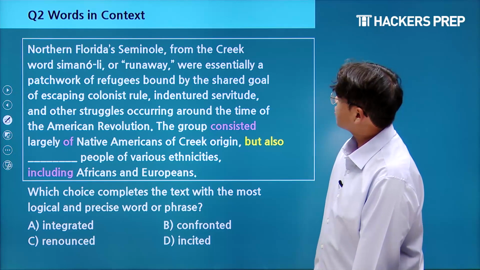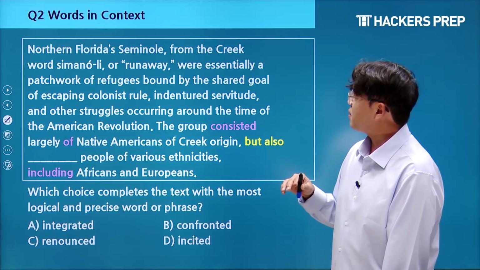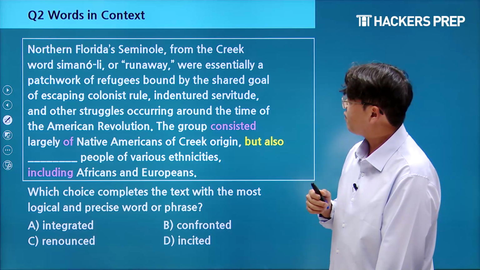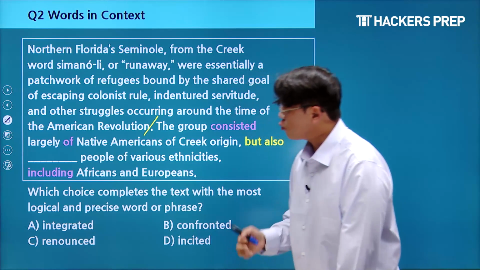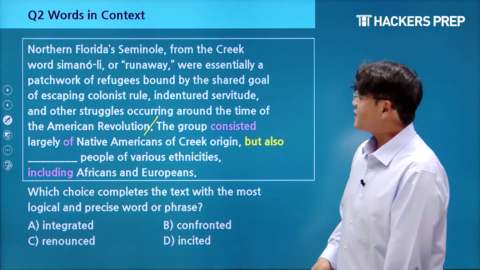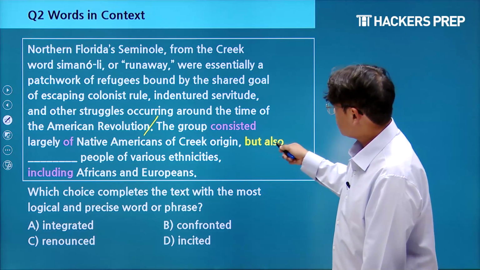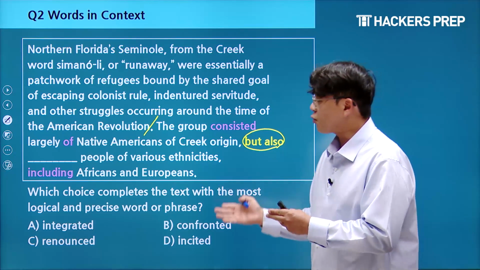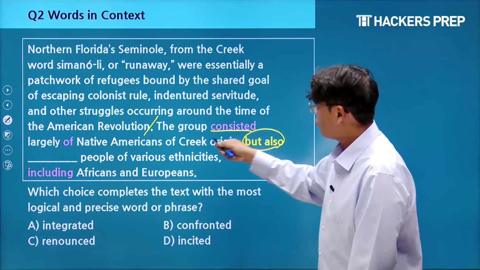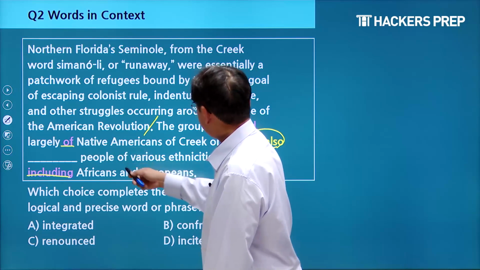Northern Florida Seminole from the Creek were Seminole, or runaway, were essentially a patchwork of refugees bound by the shared goal of escaping colonist rule, indenture servitude, and other struggles occurring around the time of the American Revolution. So these are groups of people who gathered for different causes that were stated in the first sentence. The group consisted largely of Native Americans of Creek origin, but also signals a change in degree. It also signals a parallel structure. So we are to expect that whatever should be in the blank would mean consisting of or including. Okay, so what kind of people would this group include?